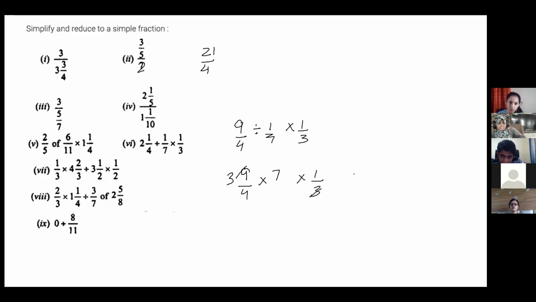Ma'am, where is it? This one is 6th, no? B1. 21 upon 4. This one is the 6th question. Acha. Right. Okay, so the answer is 21 upon 4. Check this answer over here. Those who have done, please continue with question number 7. Question 6 is here and question 7 is next.